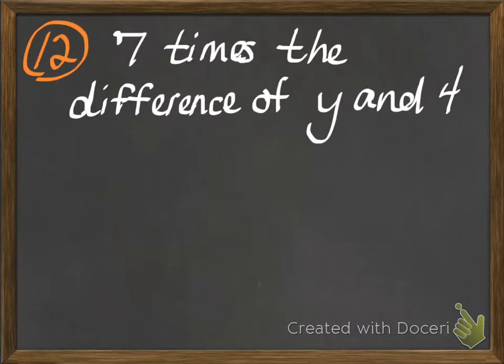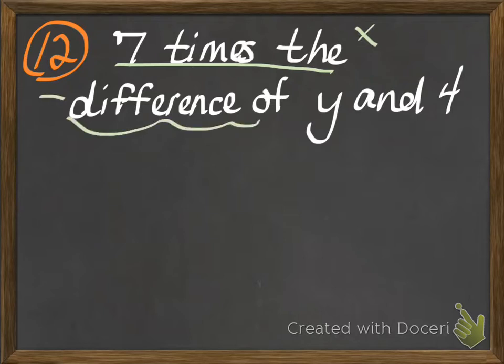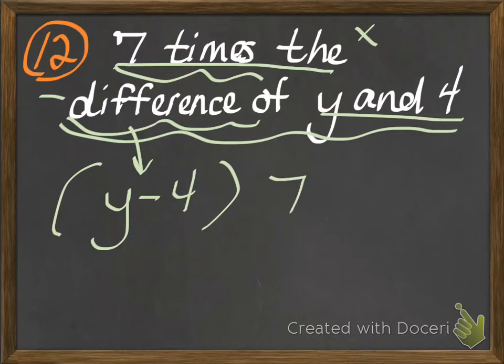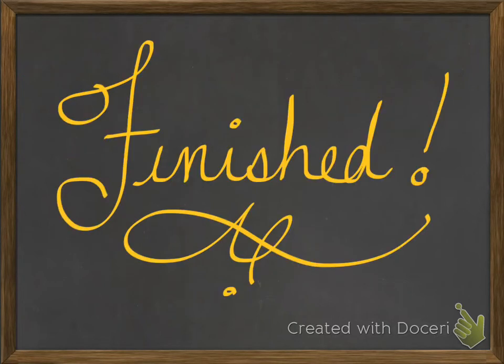All right, number 12. 7 times the difference of y and 4. All right, so I've got 7 times, and I'm going to be using multiplication. The difference means subtraction of y and 4. So first I've got the difference of y and 4. Difference means subtraction. And I'm going to take that and I'm going to be multiplying it times 7 because it said 7 times. So I'm going to have y minus 4 and put that in parentheses so I know that section goes together times 7. Okay? All right, that's it.